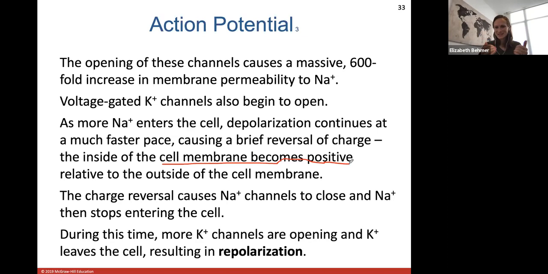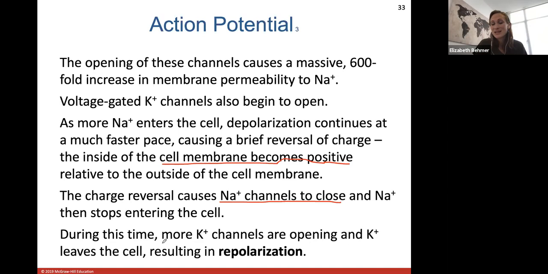Depolarization, the inside of the cell becomes more positive. Once that happens, the charge reversal causes sodium channels to close. And as soon as sodium channels close, sodium stops entering. So then we've kind of hit our action potential peak, as they say. And during this time, more potassium channels open.